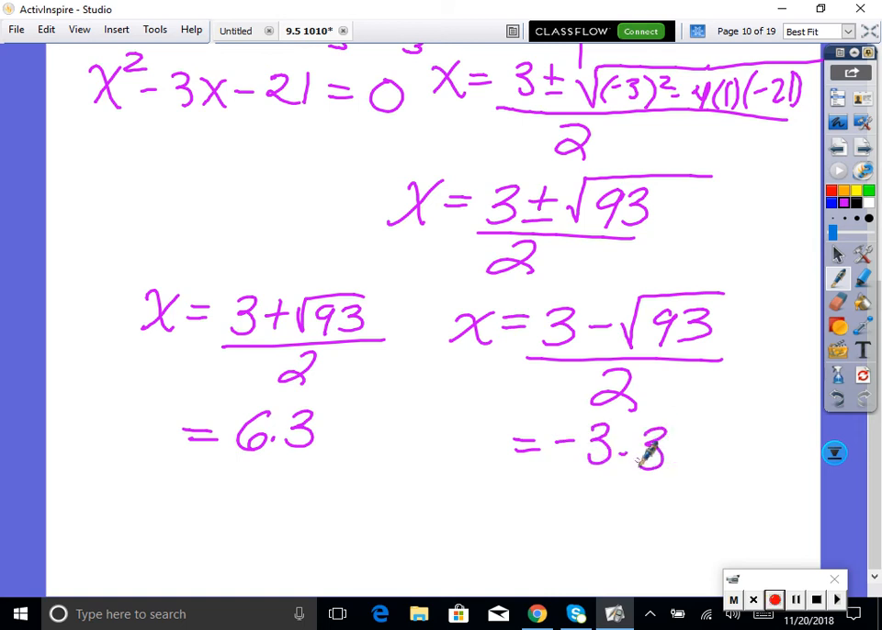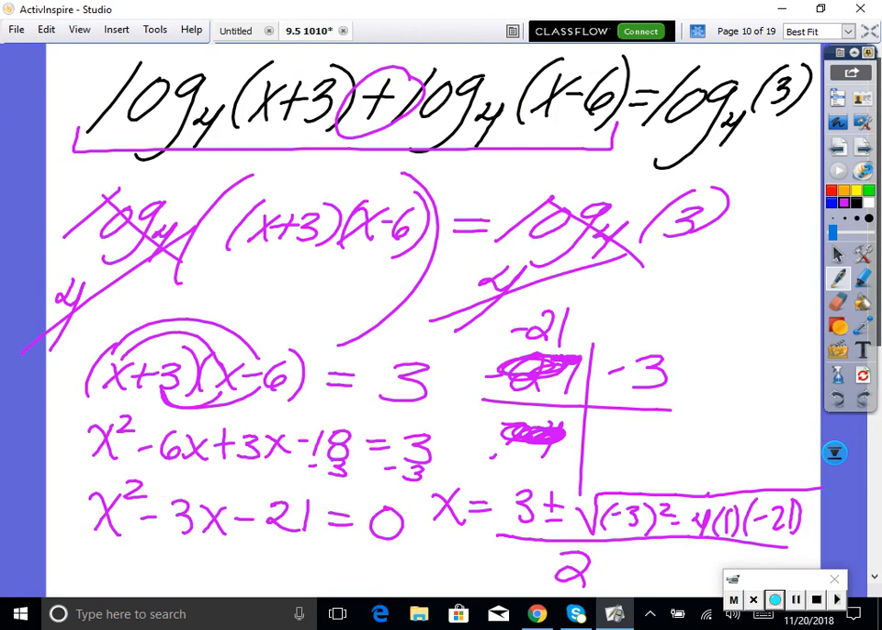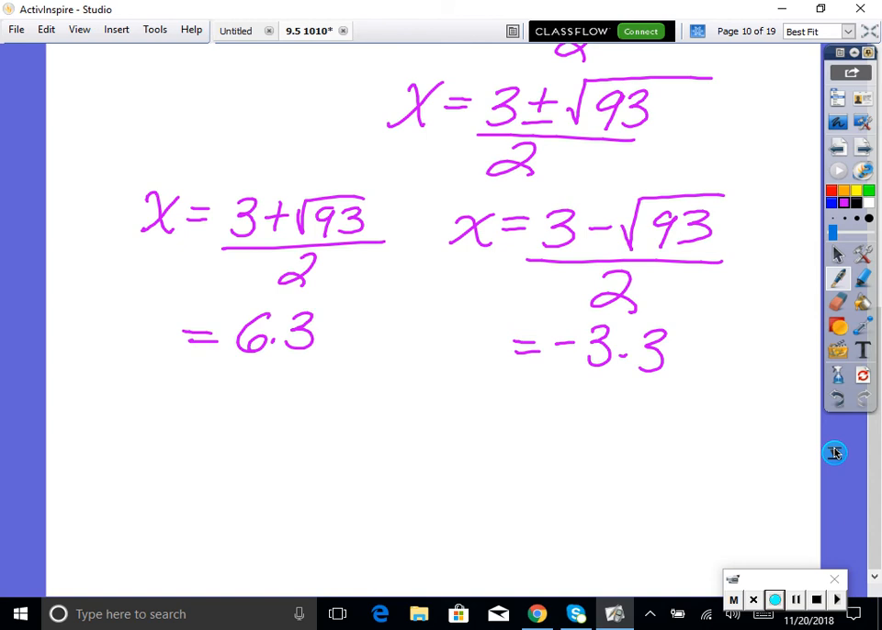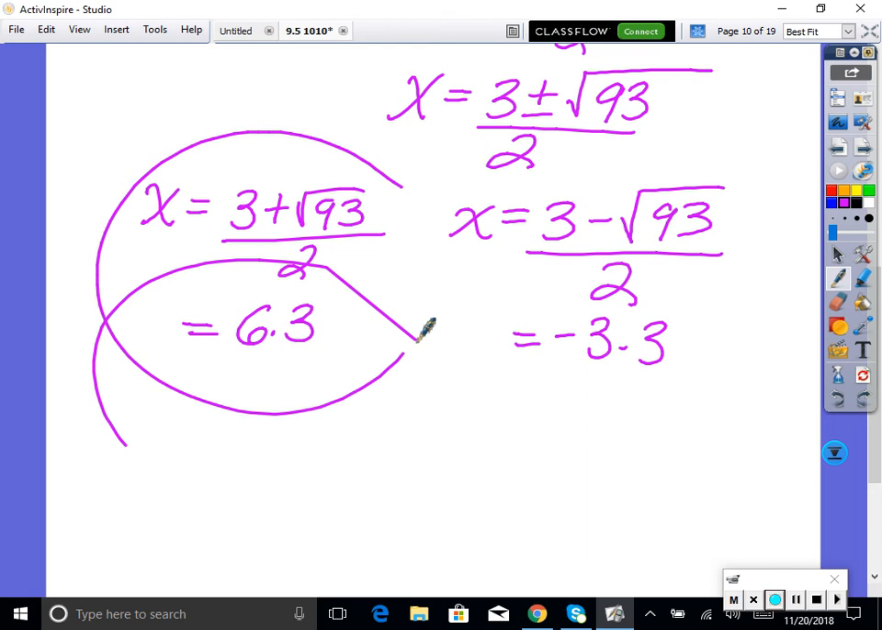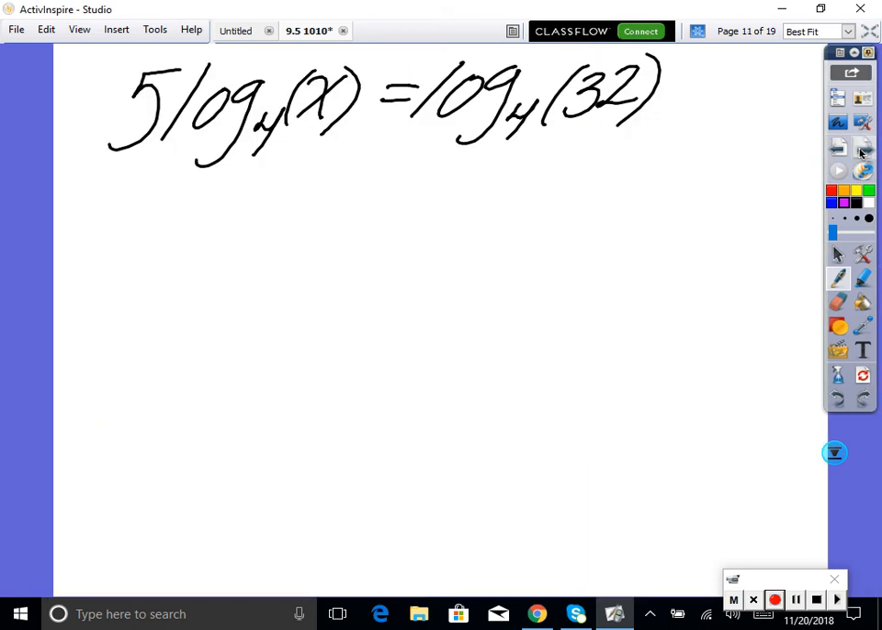Negative 3.3. Okay, let's see: if we plug in the positive, will it be positive inside? 6.3? Yeah, right? If I plug in the negative 3.3, will it be negative inside? Yeah. And then same here, right? So we have to throw out the negative one. So our answer would be like this. Is there ever going to be a solution that's negative? Yes, because you could plug in a negative and it be positive inside because it's big enough. It just depends on the problem.